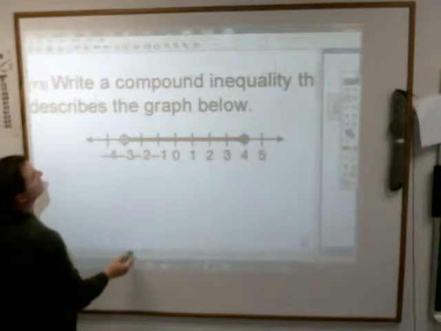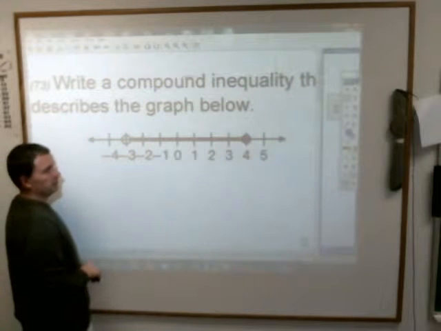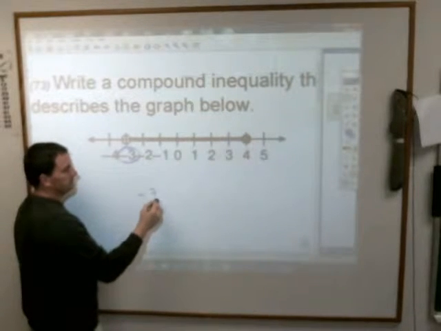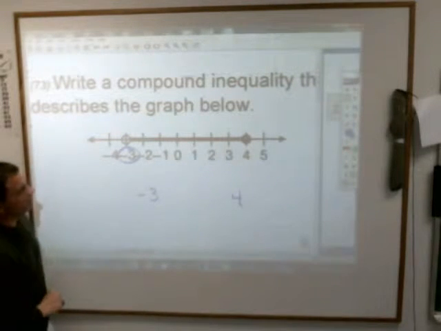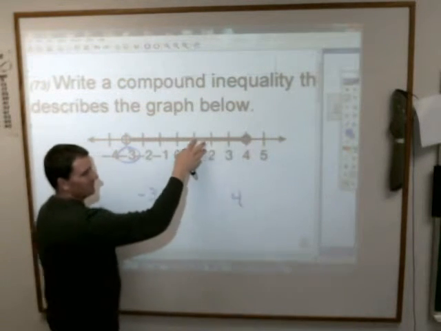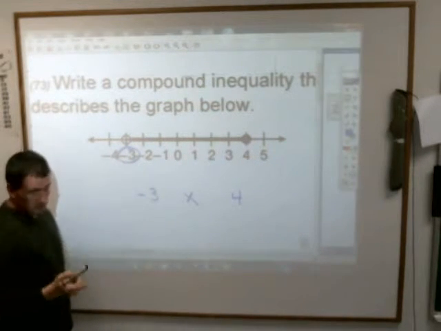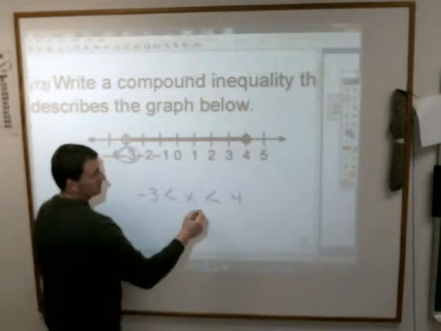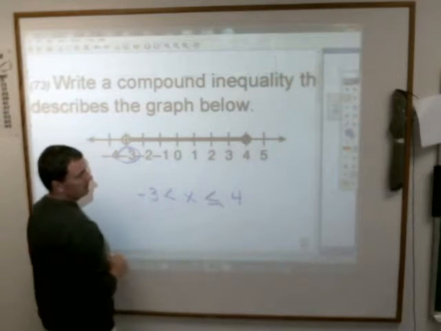Write a compound inequality that describes the graph below. Nothing is easier than this, children. The simplest way to do it is, you know you have a dot here at -3, and you have a dot here at 4. If it's a compound inequality and it's colored in going the same way, it's an and inequality, which means the x goes in the middle. And I've mentioned this before: if it's an and inequality, the inequality signs have to go this way. And since this one can be equal, it's colored in, you have to put an equal sign there.